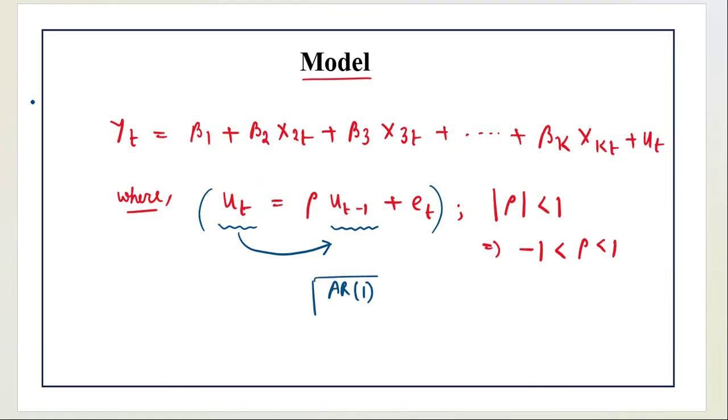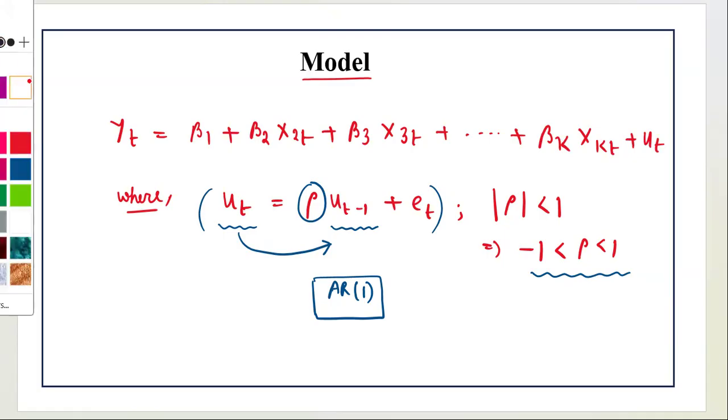If you have seen my time series videos, you will remember I have proved there that when this coefficient rho lies between minus 1 to plus 1, this autoregressive process is weakly stationary, right? This autoregressive process is weakly stationary when the mod value of this rho is less than 1, which is rho lies between minus 1 to plus 1. So we will consider a weakly stationary autoregressive process and then we will proceed, right? So this is the general structure of our model.